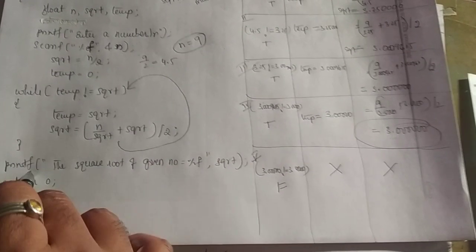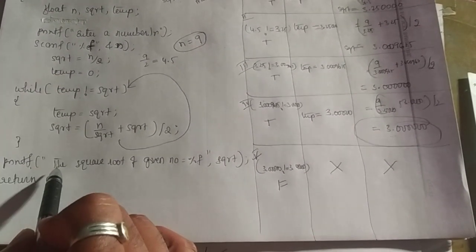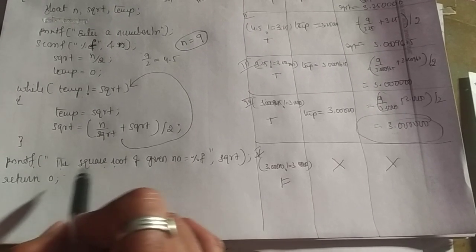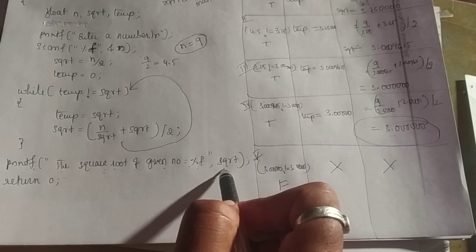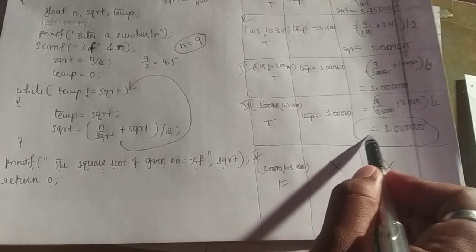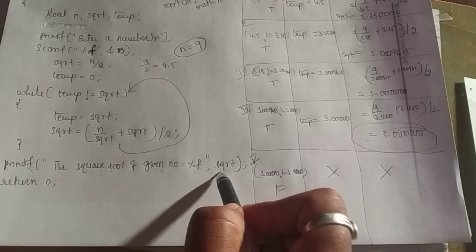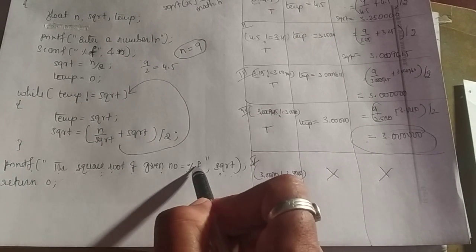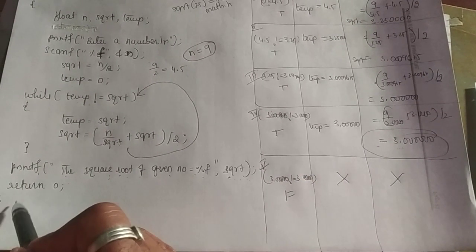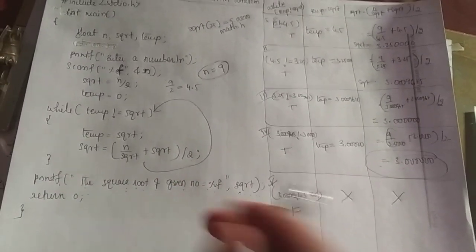Okay now? So when it comes to the printf statement, we are going to print the result here. The square root of the given number is equal to %f. So in which variable is the result stored? The SQRT variable. So I am going to print that one. So SQRT now contains 3.000. That is the result for 9. Okay now? Then return 0 and terminate the program.